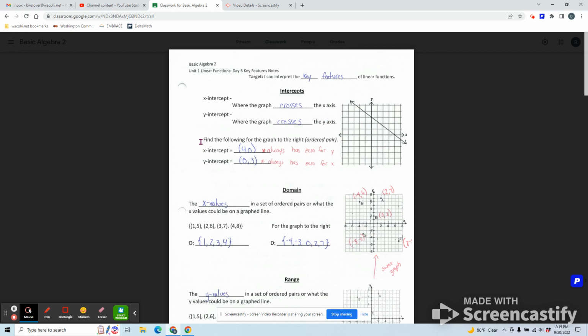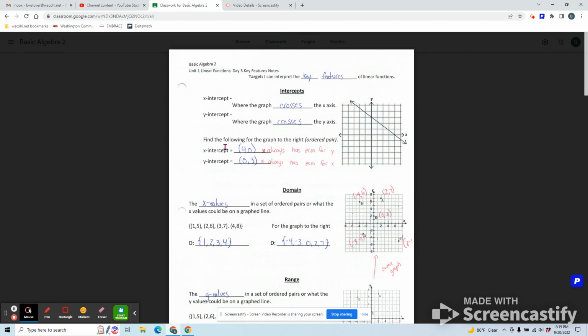So our example says, find the following for the graph to the right. I am looking for these as an ordered pair. Sometimes teachers accept it just as your x-intercept is 4 or your y-intercept is 3, but I'm looking for ordered pairs. I want to know where on the graph is the x-intercept. Because if I just tell you 4, that's not really a location on a graph. That's just a number. But if I tell you (4, 0), I know where that is on the graph. Everyone knows where that is on the graph, provided they know how to label a point on a graph. Right? And then our y-intercept on this one is at (0, 3).